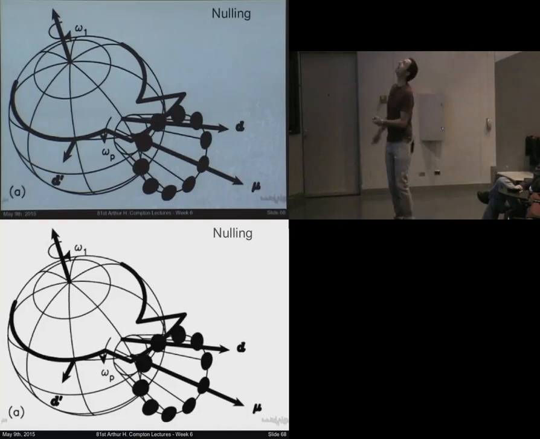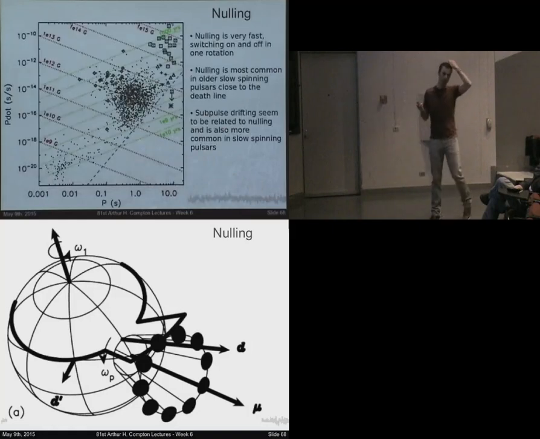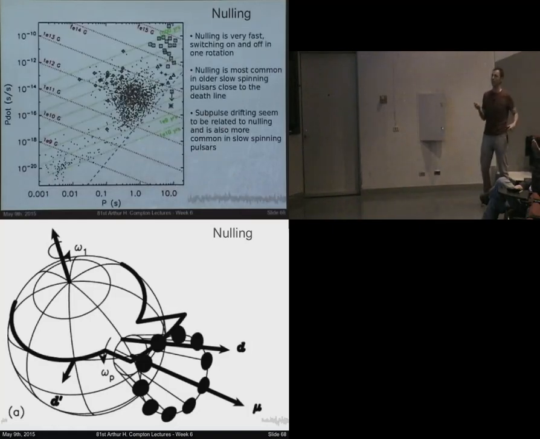Alright, that was Nulling. So one thing I should say, this is the famous P-Pdot diagram. Period on the x-axis, the period slowdown on the y-axis, slow spinning but fast spin down over here, fast spinning but slow spin down over here, and the bulk radio population. And this one line I didn't describe last week is this blue line here, and on this side of the line, they call it the graveyard.